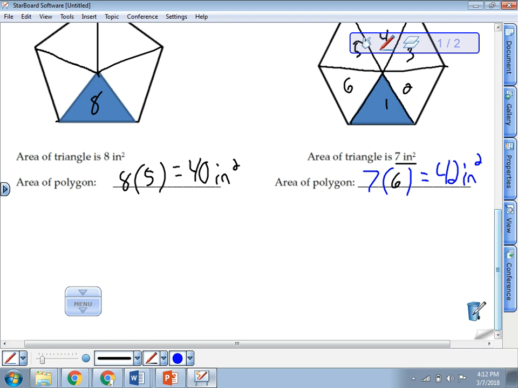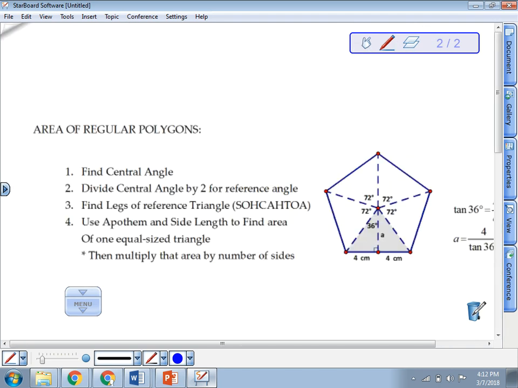Now, the trick to it is finding the area of that shaded triangle, which in this case is right here. So how are we going to do that? I wrote some steps here. We're going to find the central angle, which is 360 divided by the number of sides. Then we're going to divide that central angle in half, which is this number right here. We need that 36, that's step 2, for the reference angle. Once we know that, we're going to find the legs of the reference triangle using SOHCAHTOA, and then use the hypotenuse and side legs to find the area of one equal sized triangle, and then multiply through.